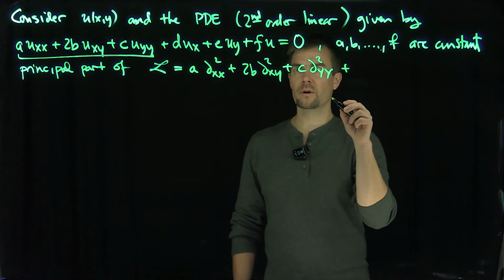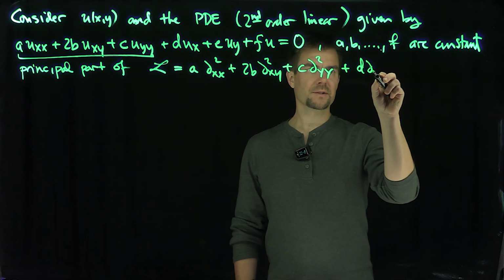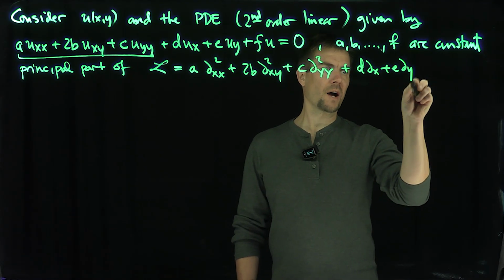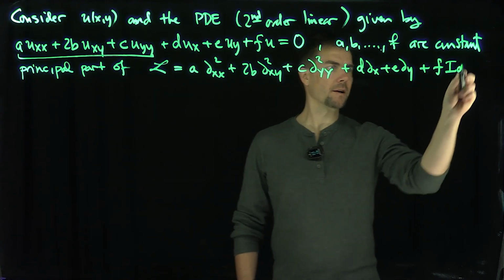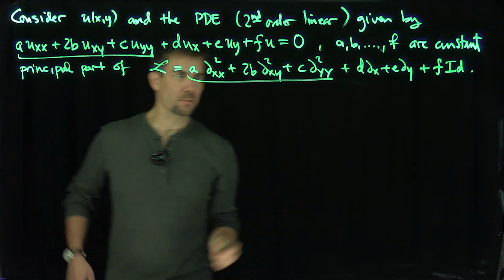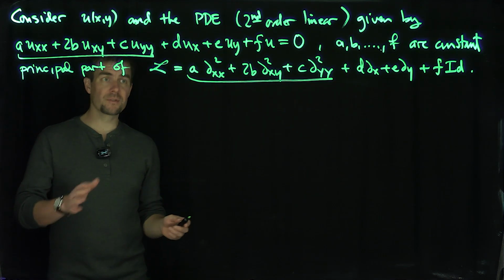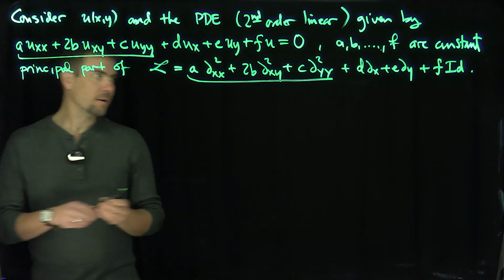And then we have first order terms over here. Then we have the terms that look like what? We have the d partial x term, we have the e partial y term, and then we have the f identity term over here, like that, identity. Okay, that's our differential operator. And that, of course, is the principal part, those terms over there. So I'm going to write this derivative symbolically now. We're going to write it in the following way. We can write that principal part as such.